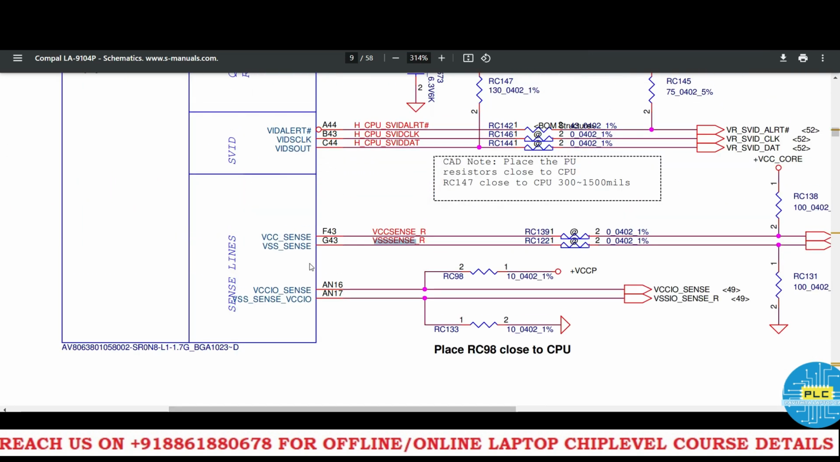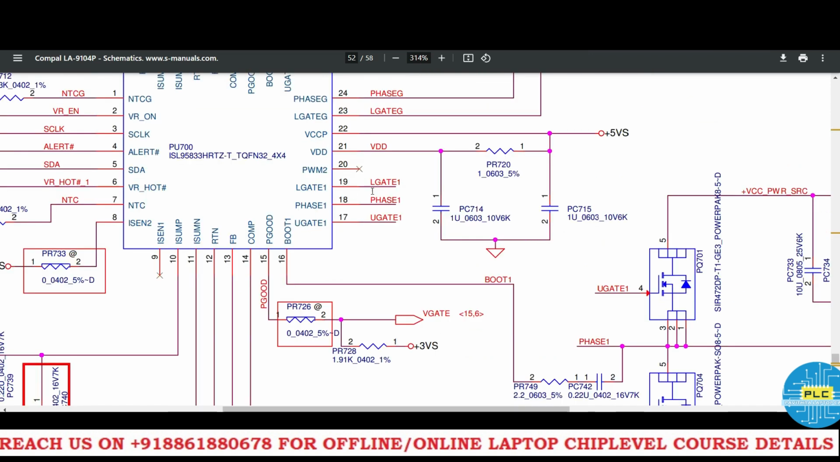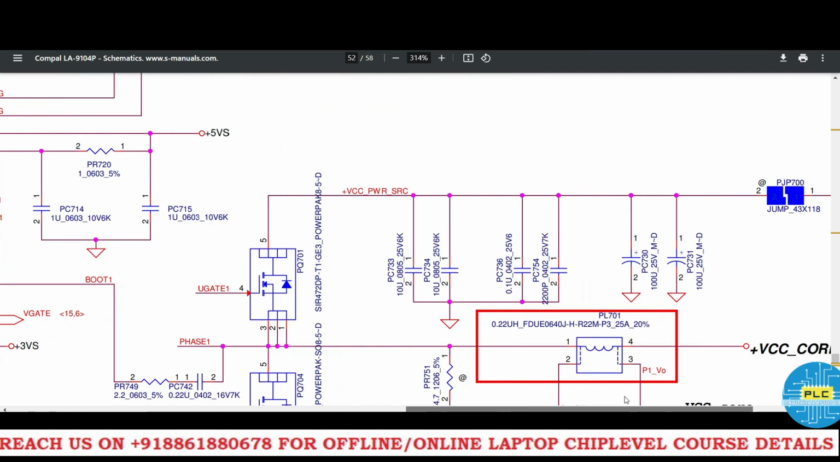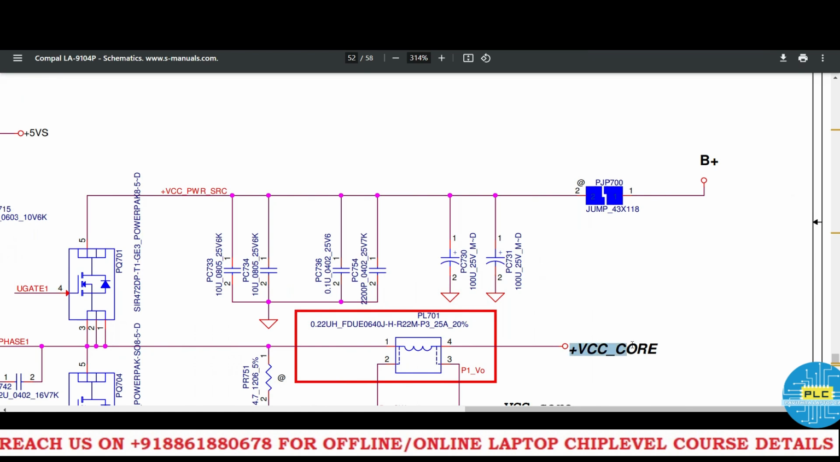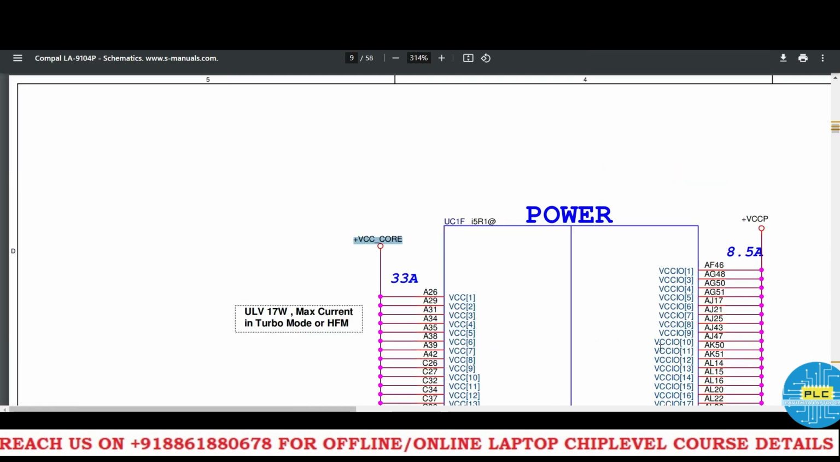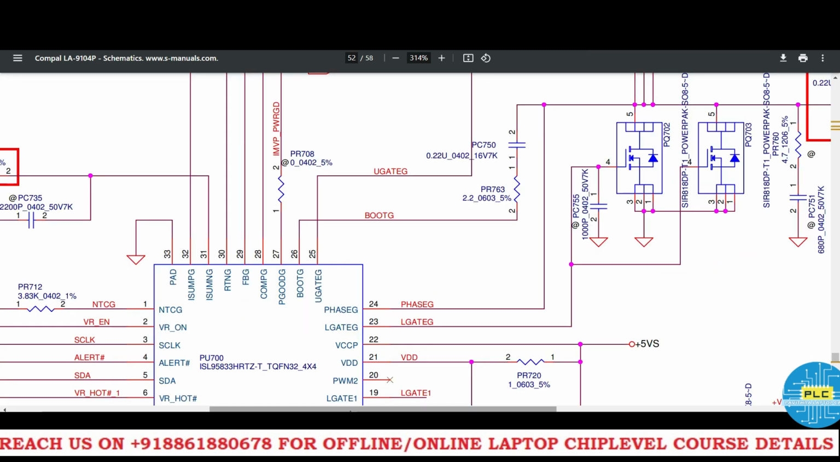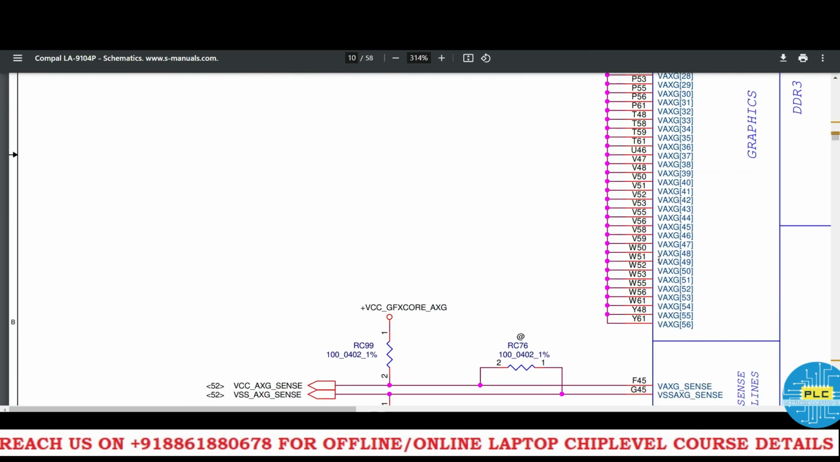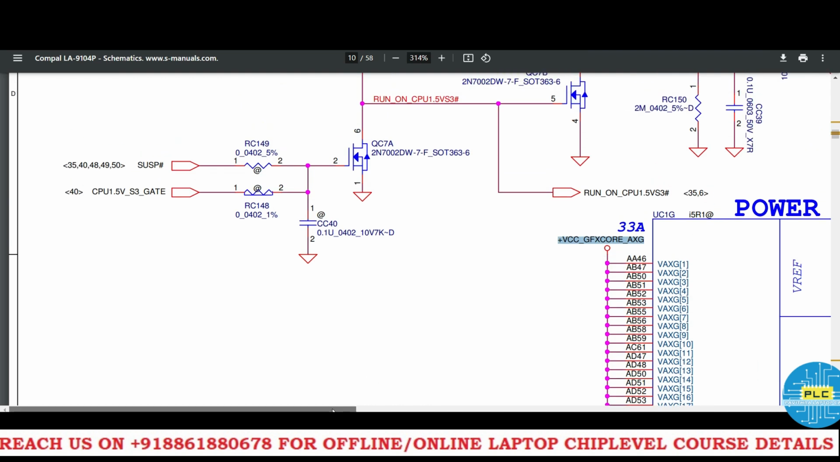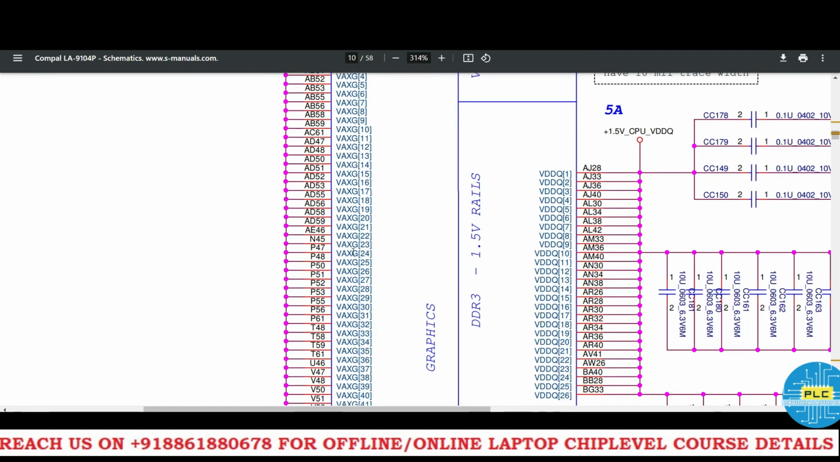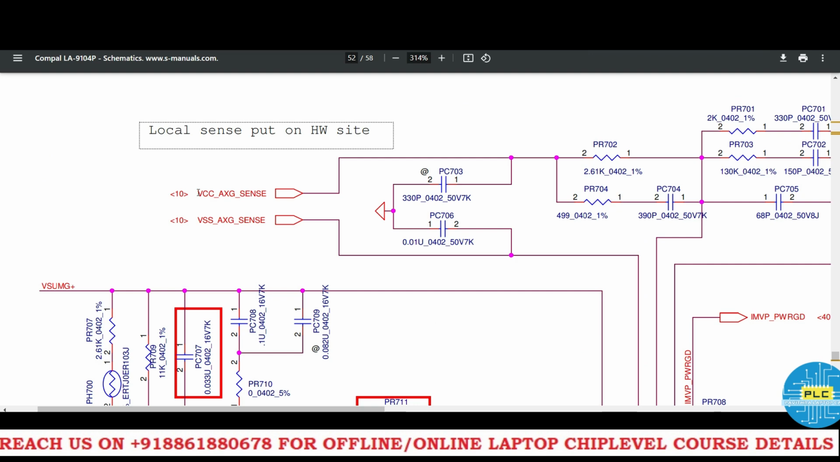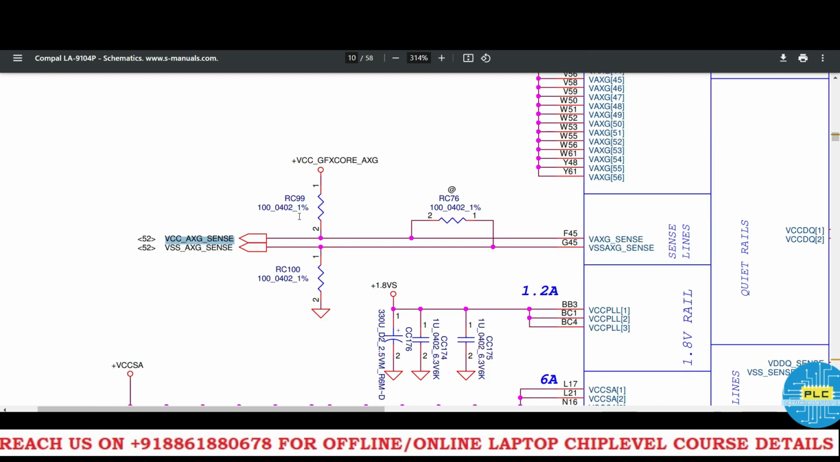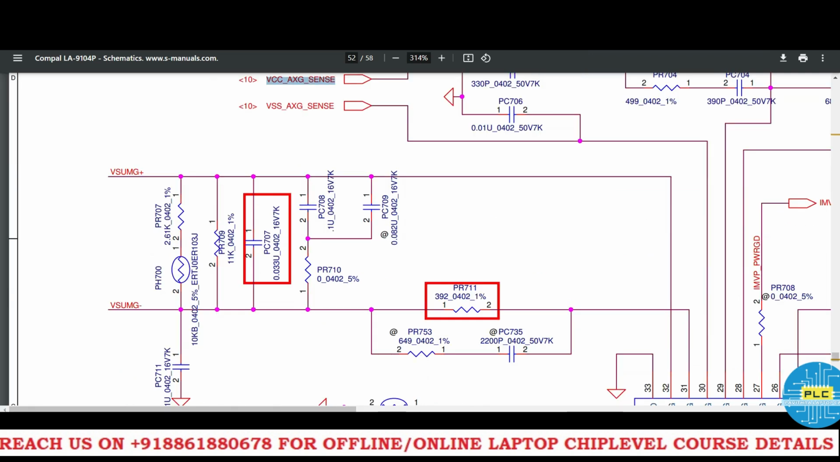to the CPU IC. Now the SVID path and sense path are connected. Phase 1 is VCC core, which is obviously connected with the CPU. One more phase is VCC GFX, the CPU graphics, the inbuilt Intel graphics voltage. VCC auxiliary sense is the graphics sense line, that's it.